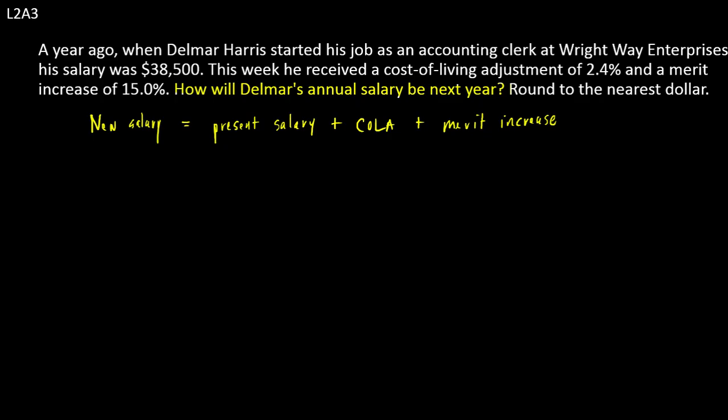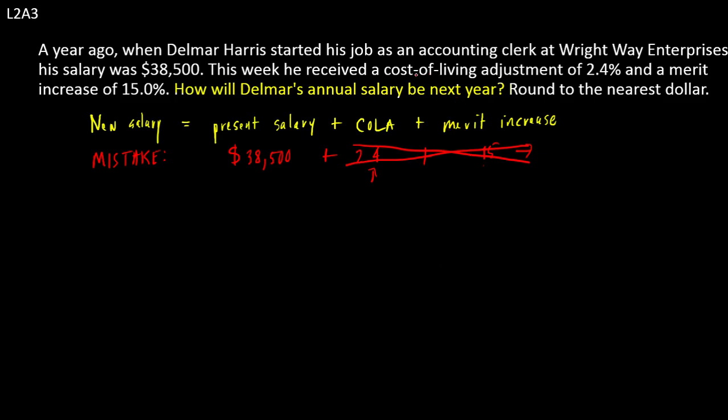Now, a common mistake is to do this. So I'm even going to write it out. A common mistake is that we say, okay, great. His present salary is $38,500. It says right here that his cost of living adjustment, his COLA, is 2.4%, so I add 2.4. And his merit increase is 15%, so I add 15, and that tells me his new salary. Okay, this is incorrect. And even if you had converted these to decimal form, it would still be incorrect.